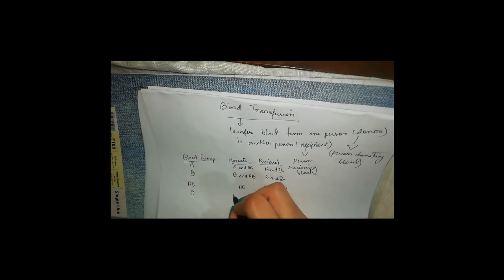Now when it comes to blood group O, I have told you they are universal donors, so they can donate blood to A, B, AB and O, but they can receive blood only from group O. Suppose I am blood group O, if they give me blood of A or B or AB, there will be clumping in my blood. So that's why I can receive blood only from group O.